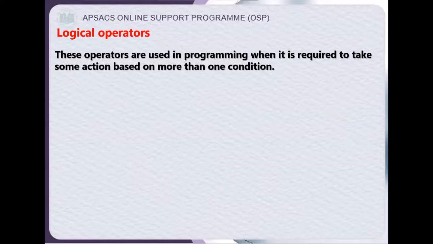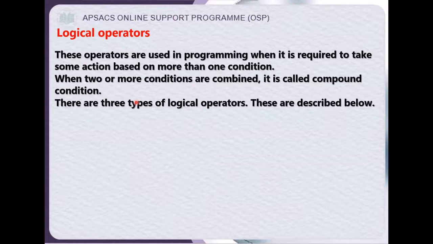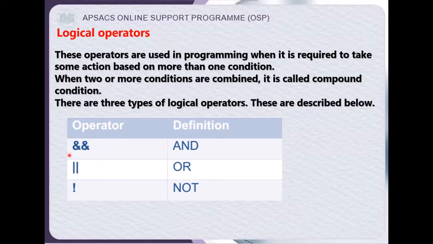Logical operators. These operators are used in programming when it is required to take some action based on more than one condition. When two or more conditions are combined, it is called a compound condition. There are three types of logical operators. These are described below: AND operator, OR operator and NOT operator.